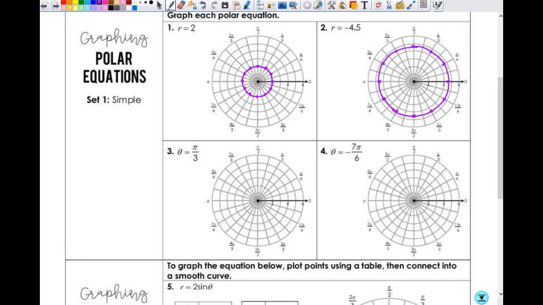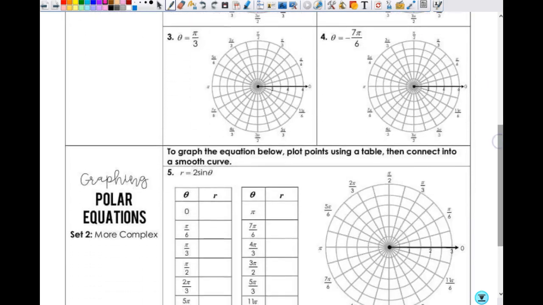Alrighty. So let's look at number 3. Number 3 says theta is pi thirds. So when theta is pi thirds, the radius is 2. When my radius is 4, I still am at pi thirds. When it's 6, I'm still at pi thirds. When the radius is a negative 2, I'm still at pi thirds. And a negative 4, still pi thirds. Negative 6, still pi thirds. What's this going to give me? A line that goes through pi thirds, always. Bam.